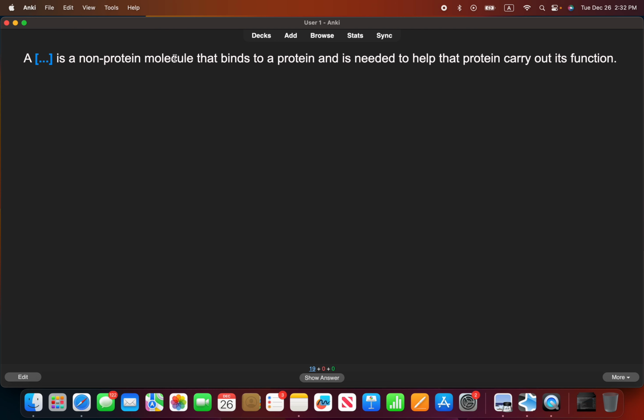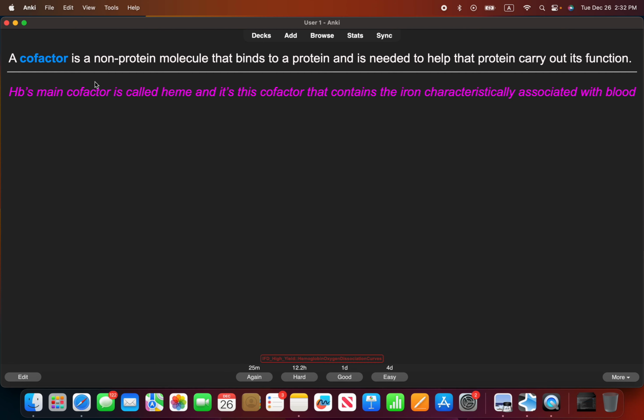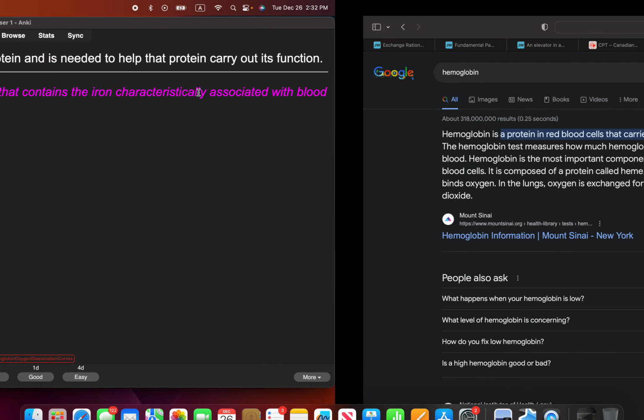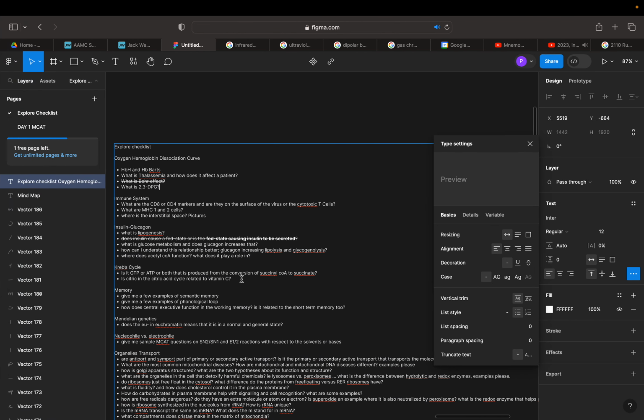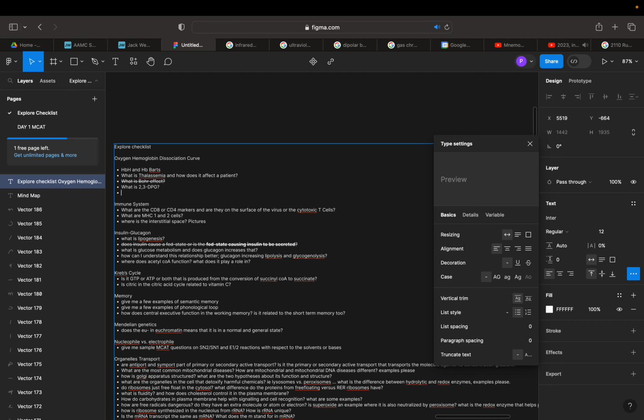What is a non-protein molecule that binds to a protein and is needed to help that protein carry out its function? So it should be a coenzyme, but it's a cofactor. So non-protein. Did we write here to see what are the differences between? No. So is globin different from globulin? Yes.